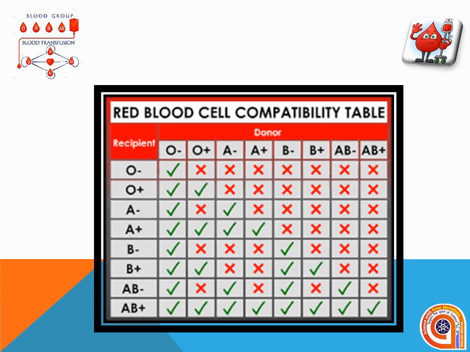So in case this compatibility is not considered, or if a blood transfusion takes place in an incompatible way, there will be clumping of blood. So when a person needs to donate blood, he has to go through some medical formalities, such as filling up the forms and providing all his details.